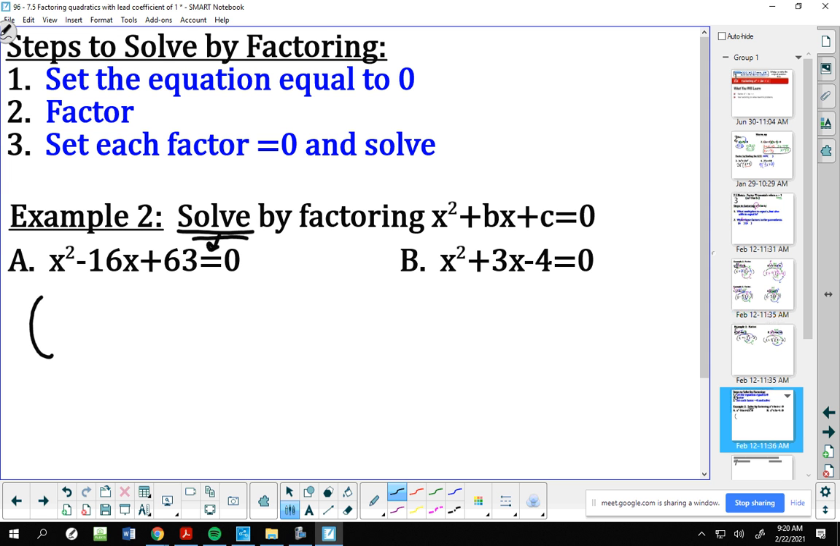Oh, and the first step, you need to make sure that all of your terms are on one side so that it's equal to 0, which is already done for us. So they multiply to a positive, but add to a negative, which means they both have to be negative. They both have to be negative. Don't forget to write the equal 0 part.